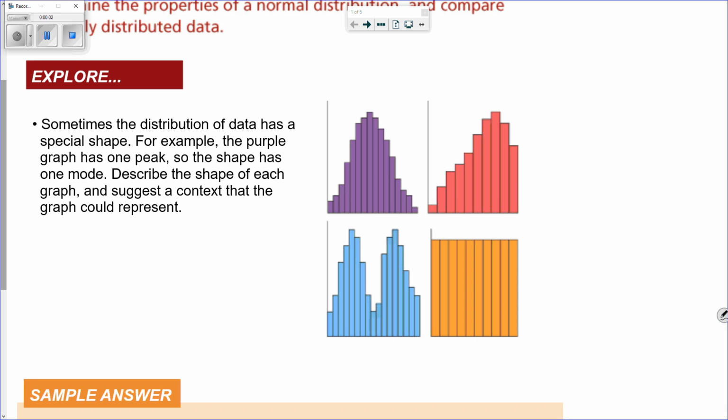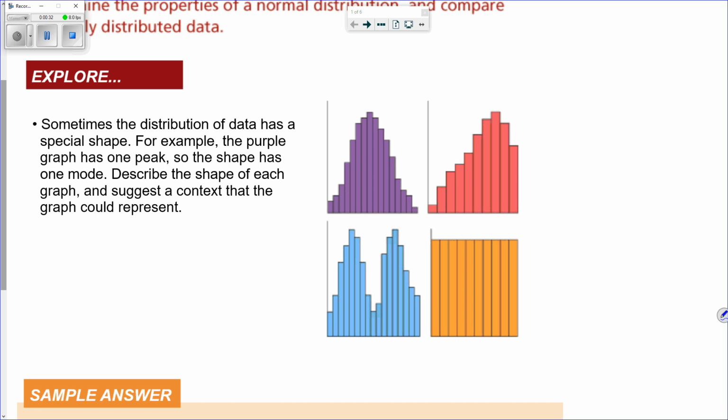So topic 4, we're going to take a look at normal distributions, what they look like, and how we can use them. So here we have 4 different graphs showing the distribution of data. They all have particular shapes. If we start with the orange one, all of our sections have the same number of data points. So this is not a normal distribution, or what they would refer to as a normal distribution.